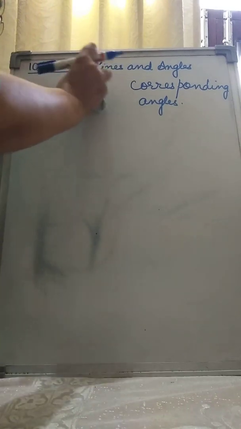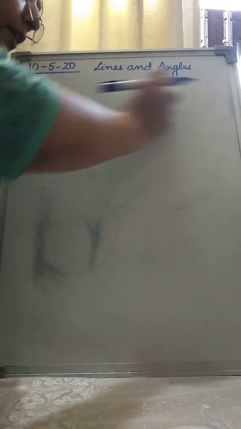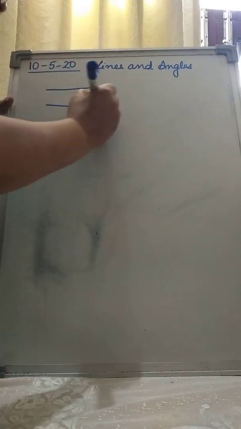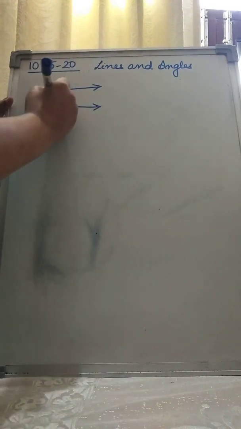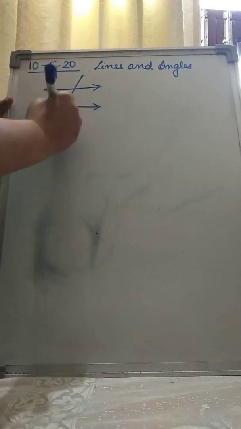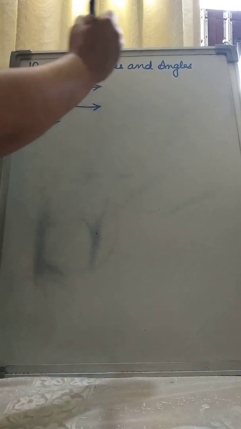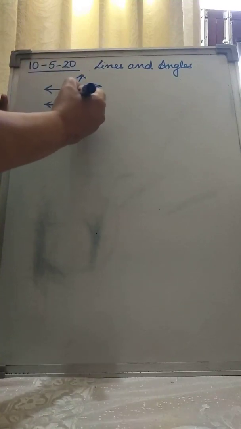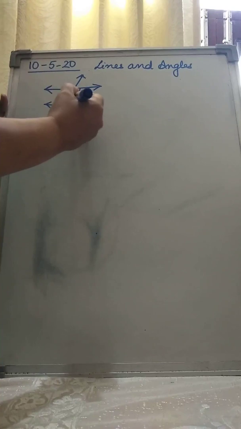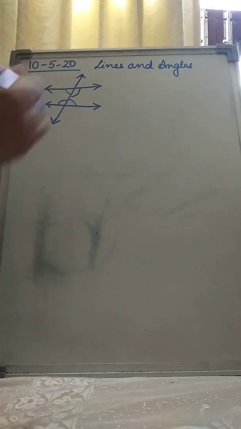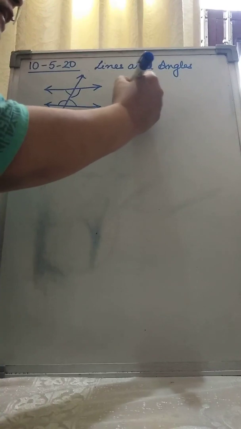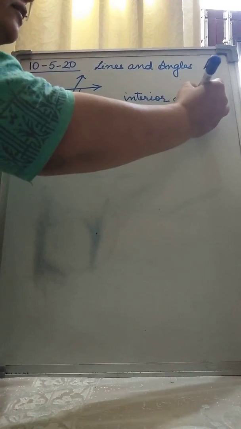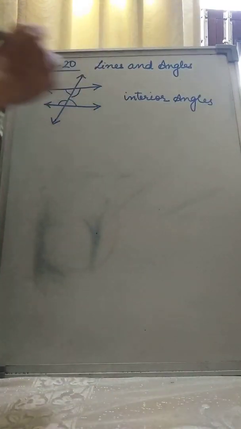Now we will study about another type of angles formed in a transversal. Suppose I take these two lines intersected by another line. The angles which are between these two lines, these are called interior angles.